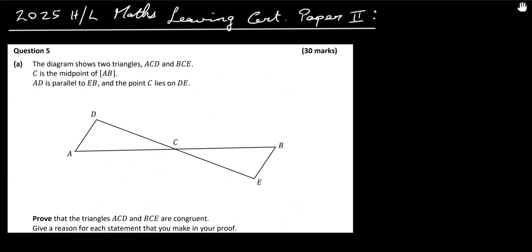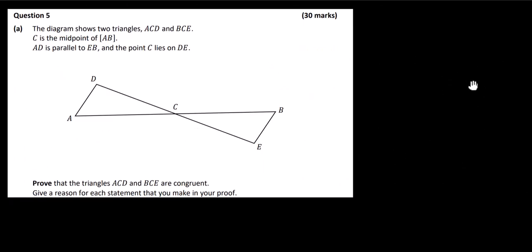This is the 2025 Higher Level Maths Leaving Cert Paper 2, question 5. The diagram shows two triangles ACD and BCE. So we've got this triangle and this triangle here. C is the midpoint of AB.